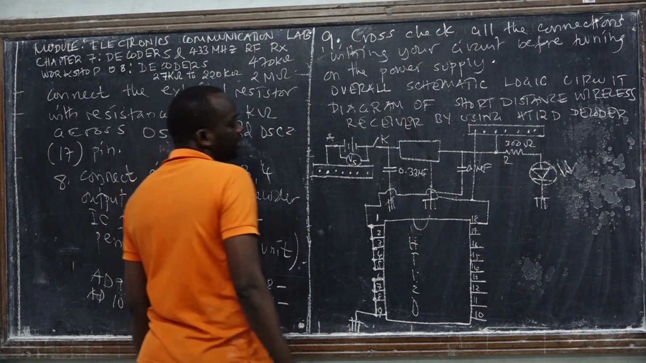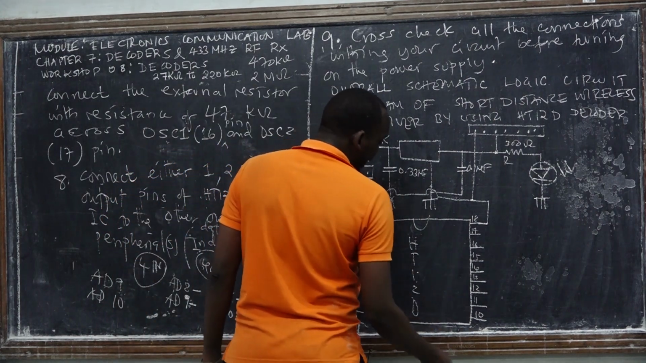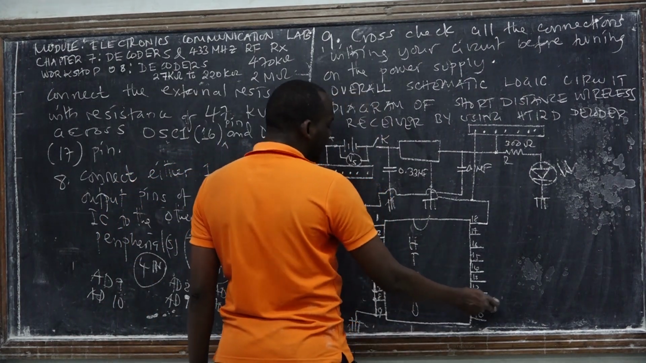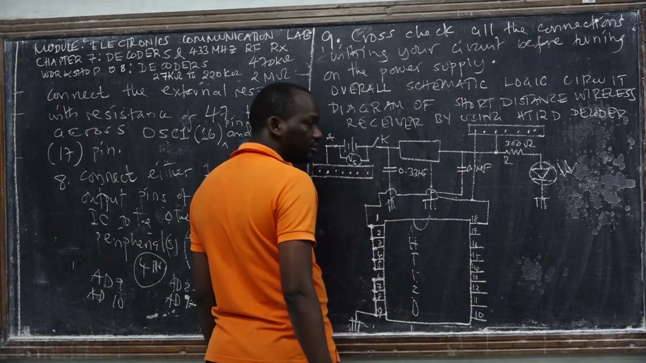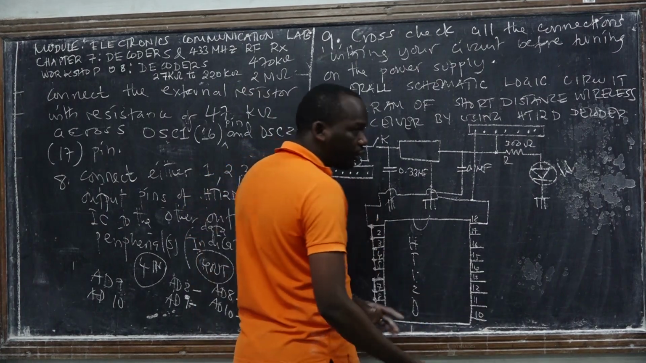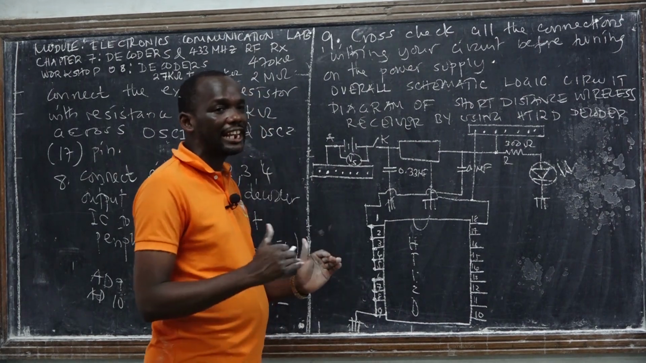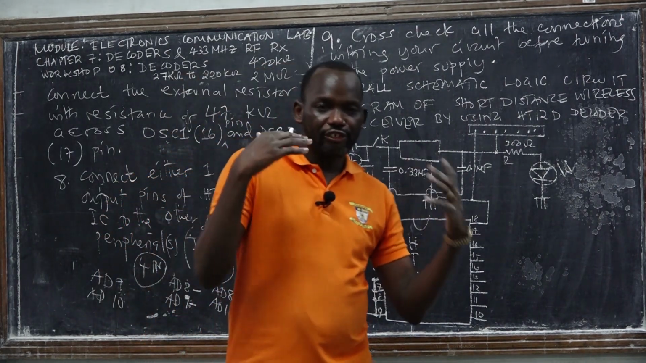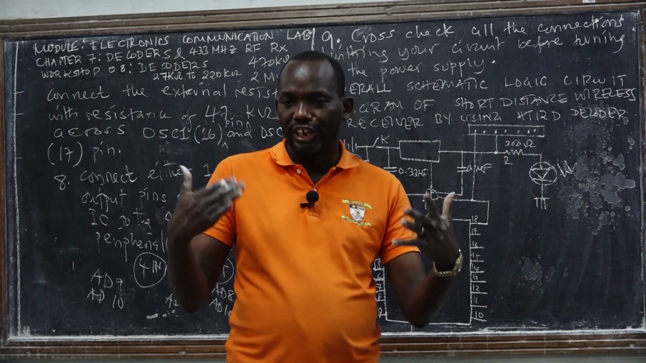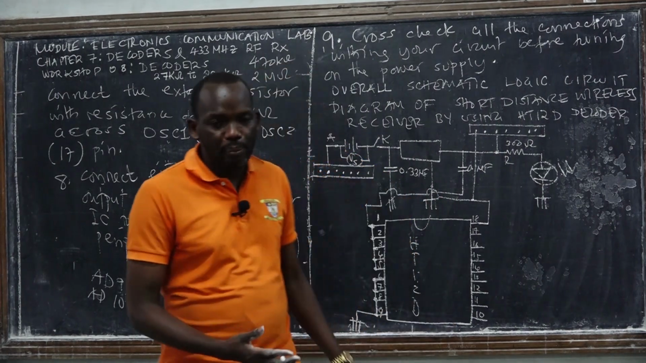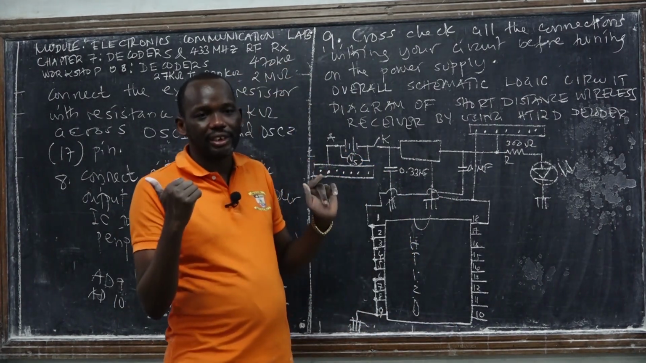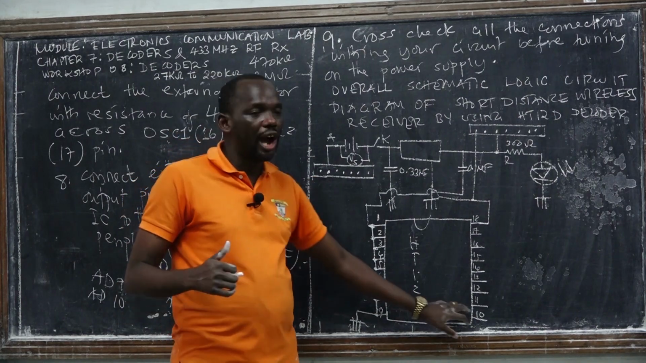Listen. Then we say that this is AD8, AD9, AD10, AD11. But remember that according to the previous overall schematic circuit diagram of our transmitter unit using the HT12E encoder, we connected our input in AD8 to AD11. Similarly, we can take out the output.